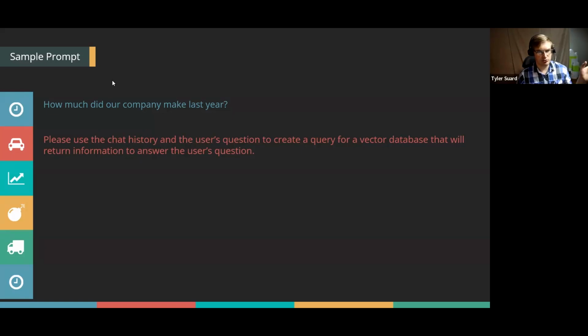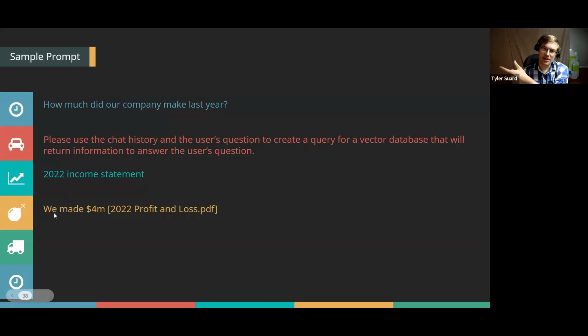So you take this question and tell ChatGPT, hey, please give me a query for a vector database relating to this question. ChatGPT sends the query back, and it looks like maybe "2022 income statement." That's the query you're going to use on your vector database. You send this to your vector database, and it comes back and says, okay, this was the closest thing we found: we made $4 million, and it'll give you the name of the document, if you put vector, text, and the name of the document in your vector database. So you get this back, and this is the answer.